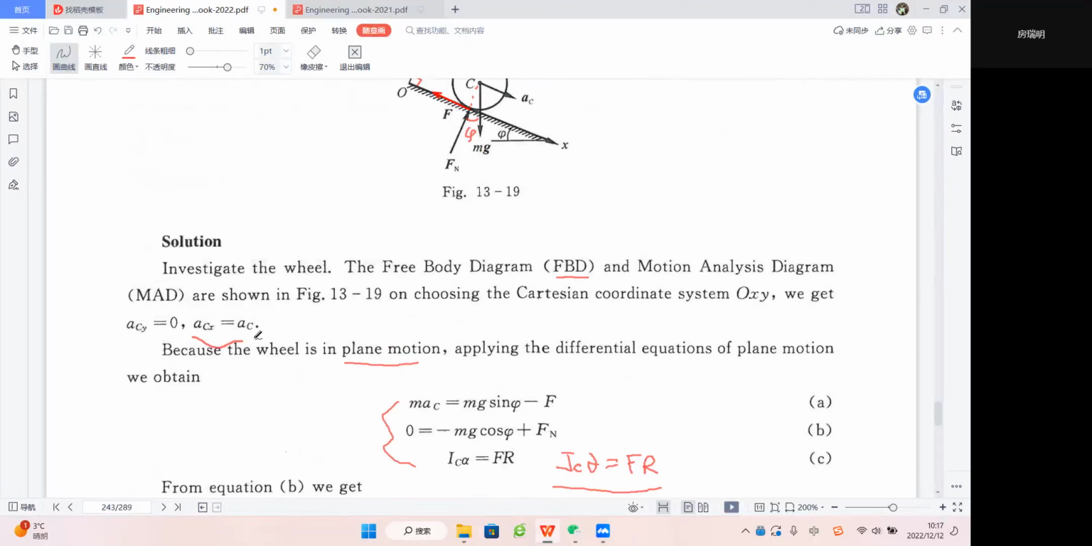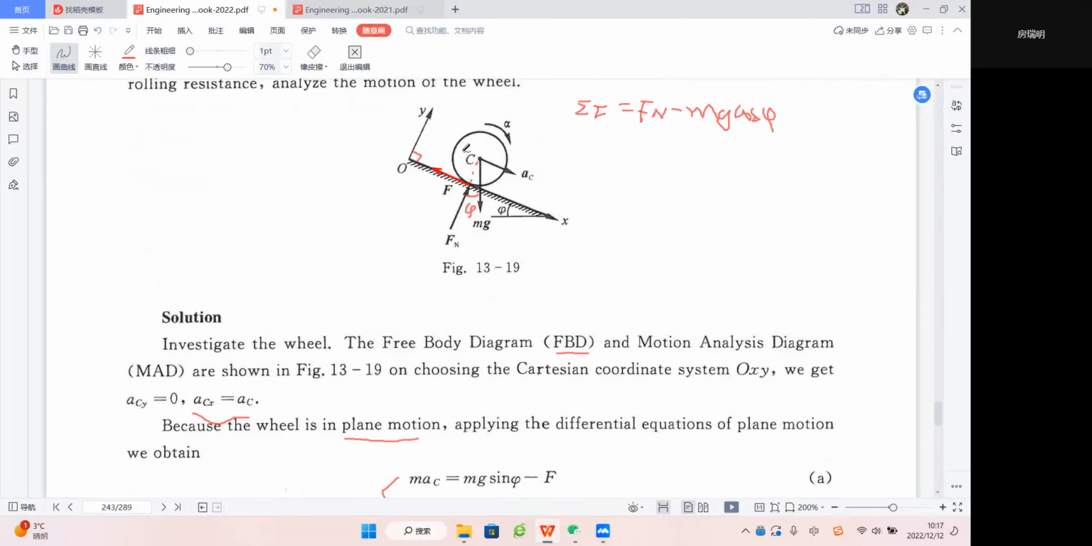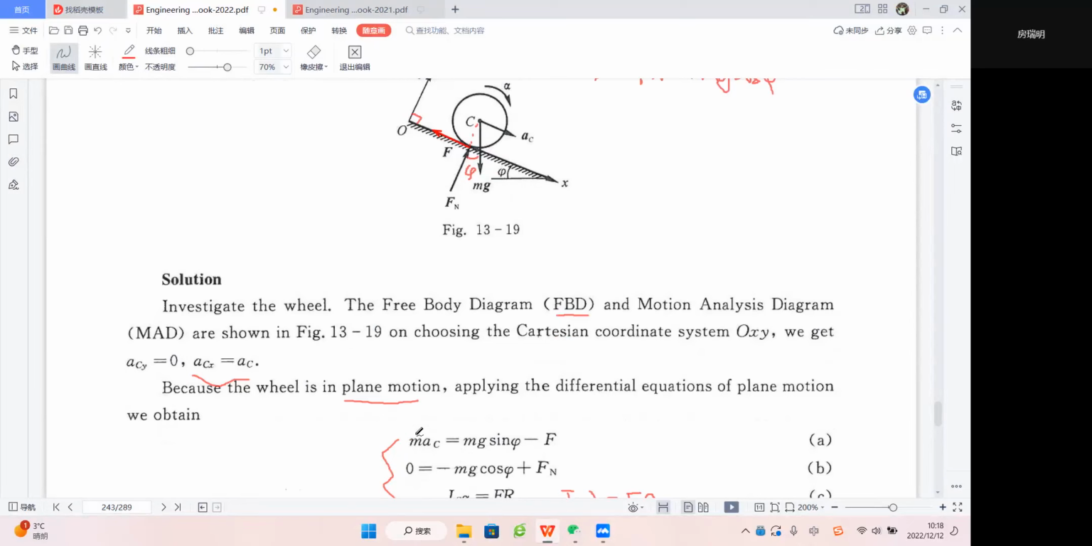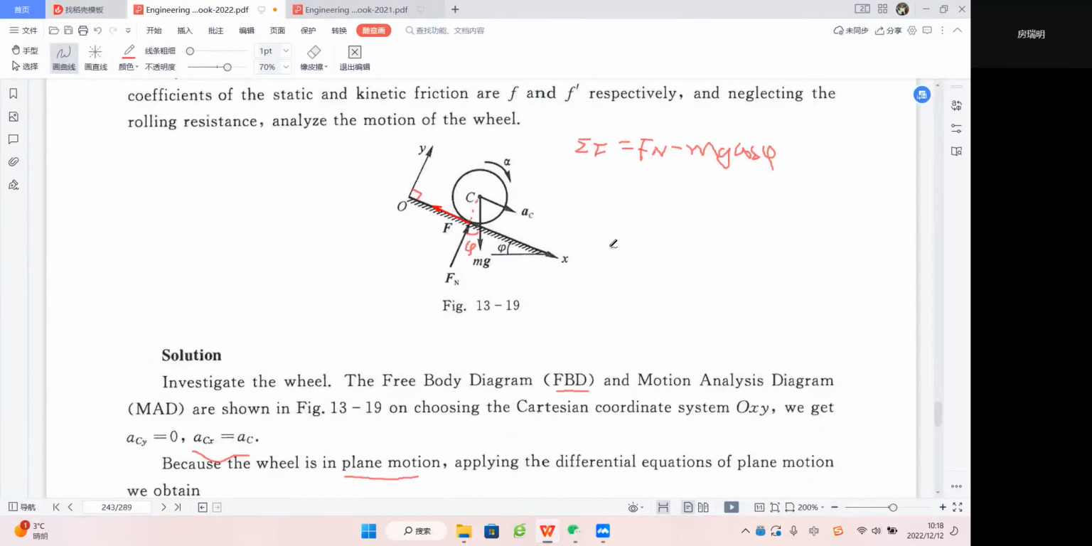Another one, a_Cx is a_C, right? Because when this wheel is rolling along this slope, its mass center C's trajectory or path will always be parallel to this line X, right? So a_Cx, because it's our coordinate, it always equals a_C, right? So m a_C means m a_Cx. So you guys can look at the first equation.